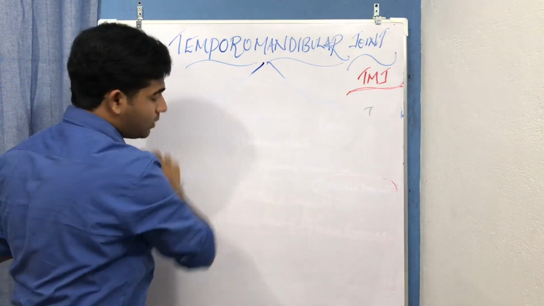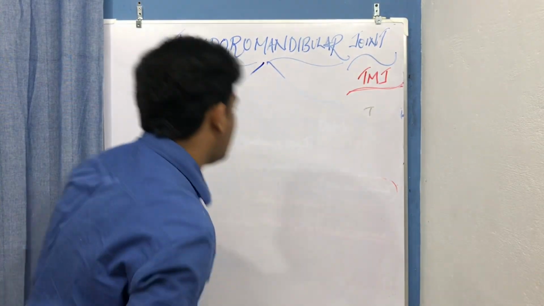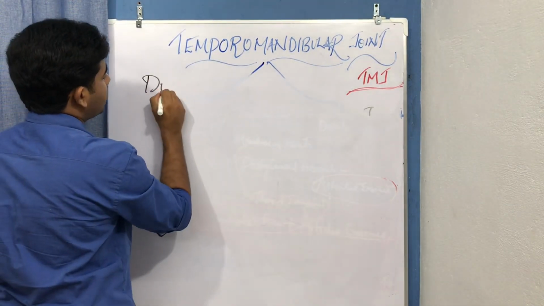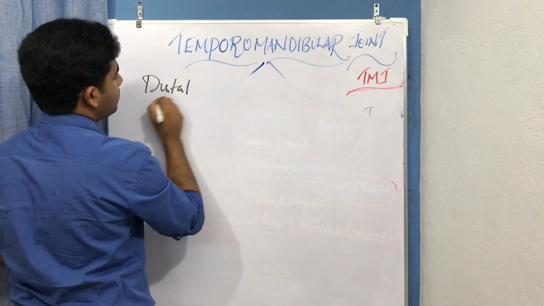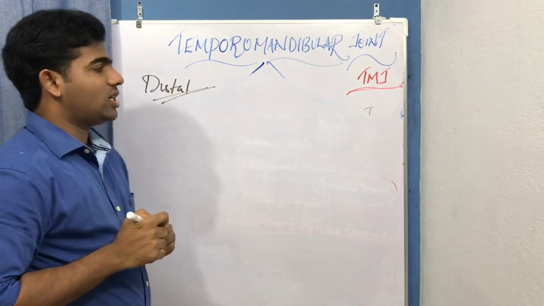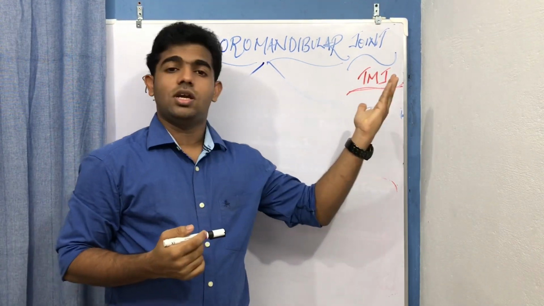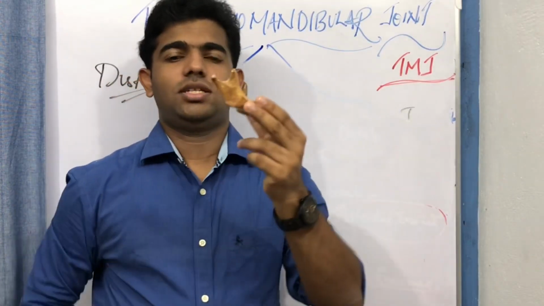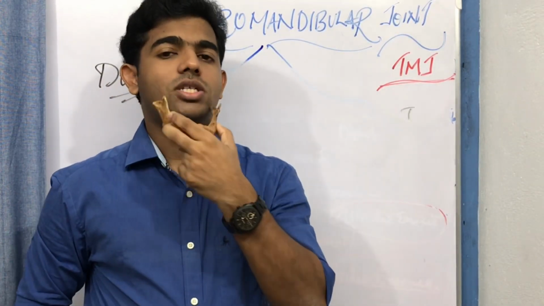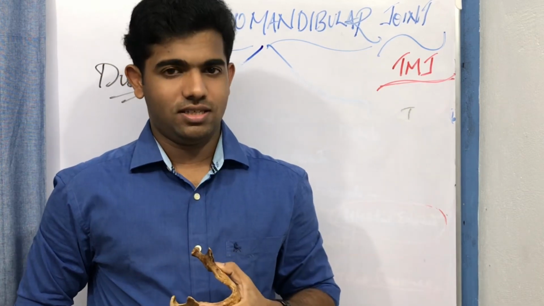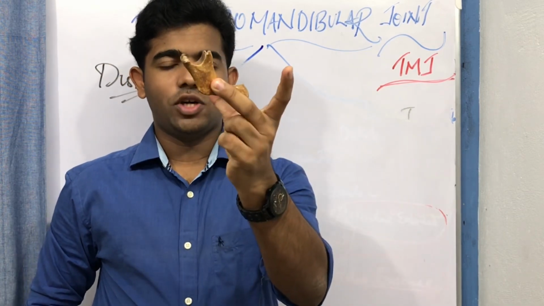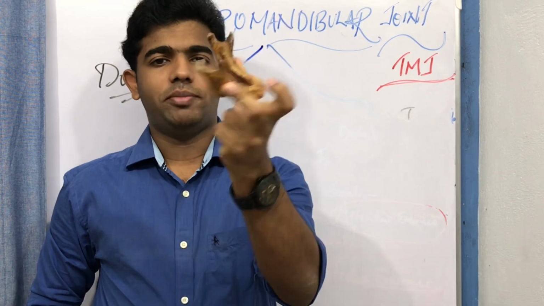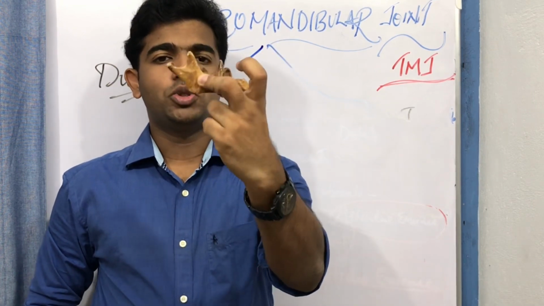And now our discussion moves on to the distal articular surface. What is the distal articular surface in our TMJ? Which is very simple. That is your mandible. The mandible is the largest bone of your face, and it is a horseshoe shaped structure. You can see that it is a horseshoe shaped structure.